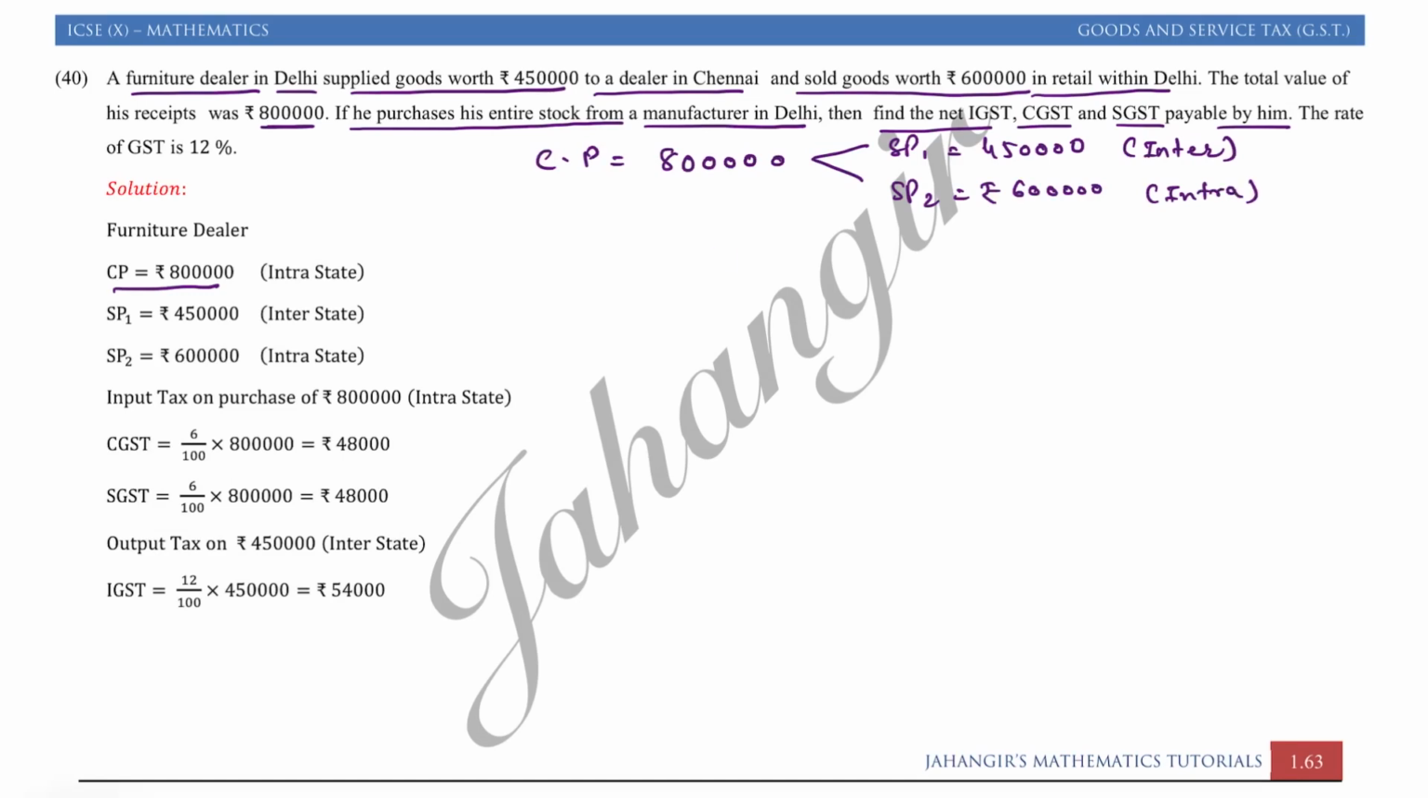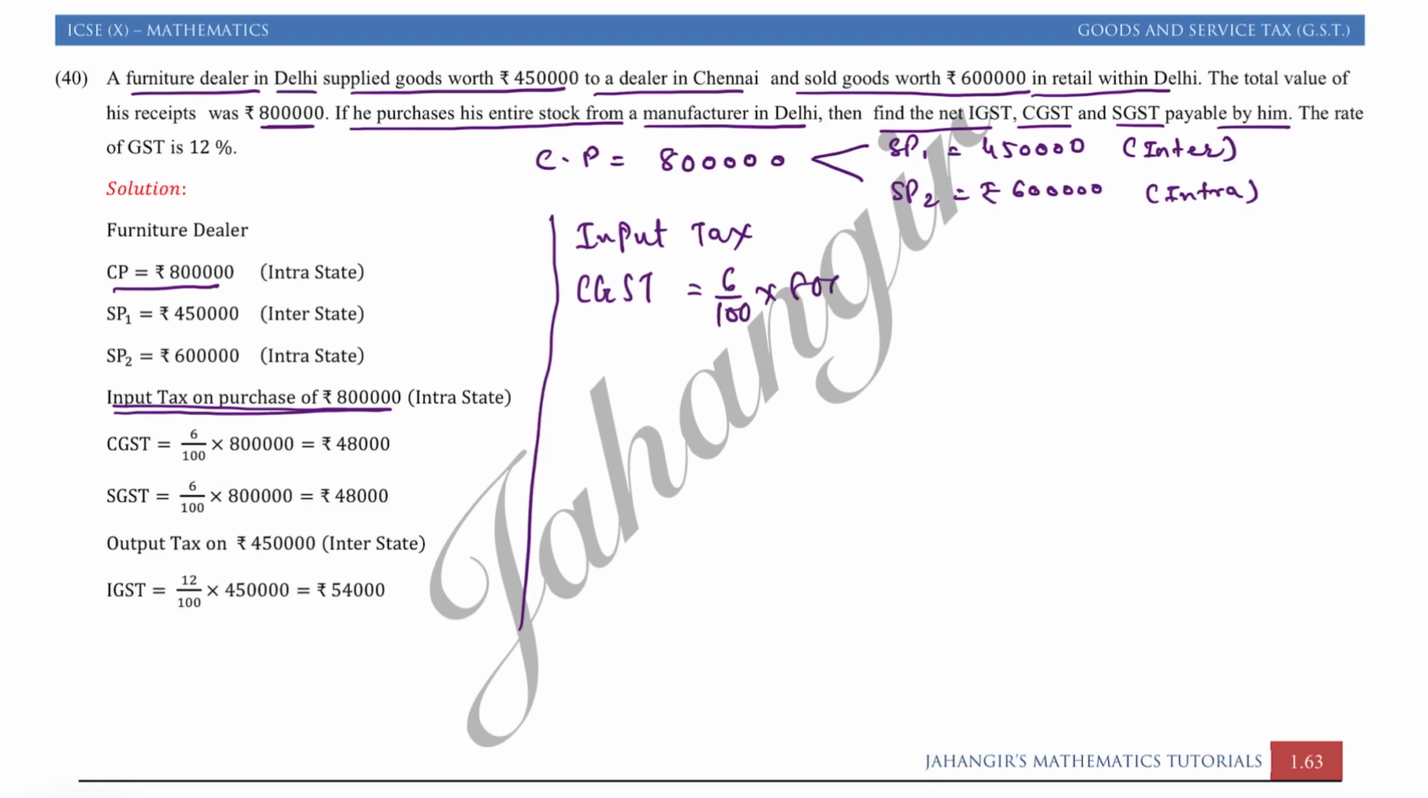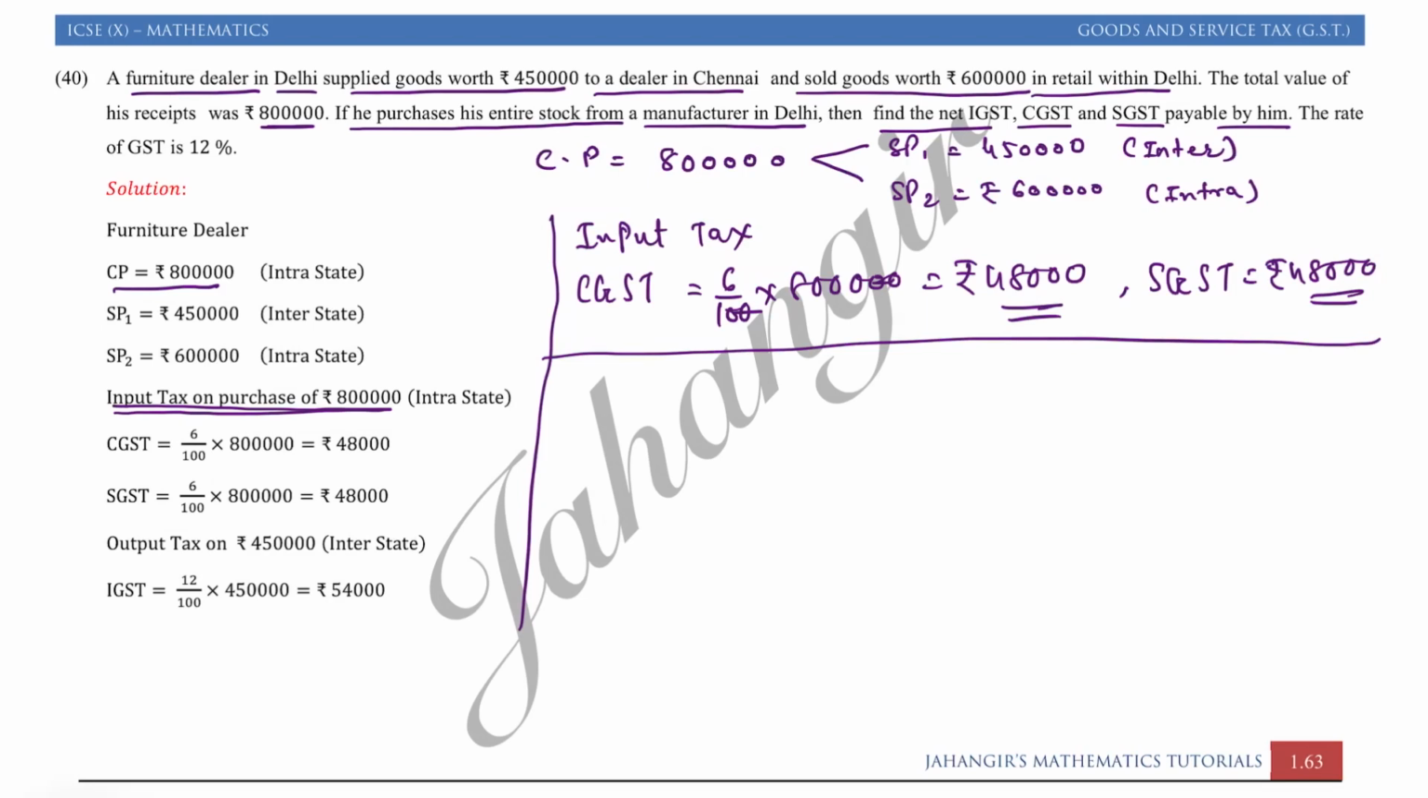So at the time of buying, input taxes are CGST and SGST. So let us write input tax on rupees 8 lakhs. Input tax CGST is 6% of 8 lakh. 8 sixes are 48, so rupees 48,000. So SGST is also 48,000. So hope input is clear. Now we will find output tax.